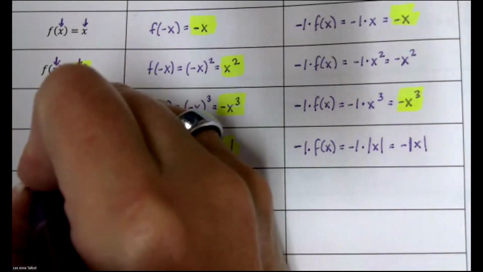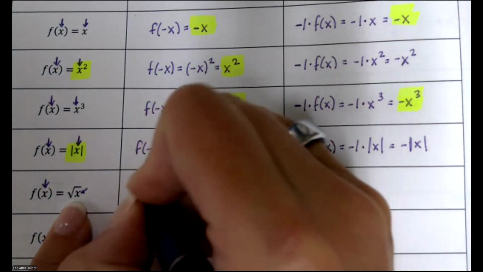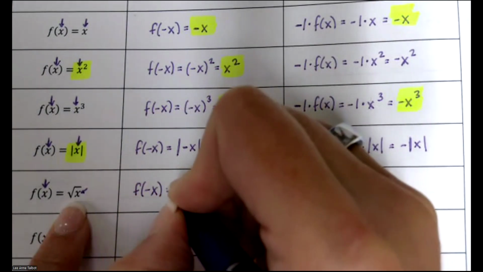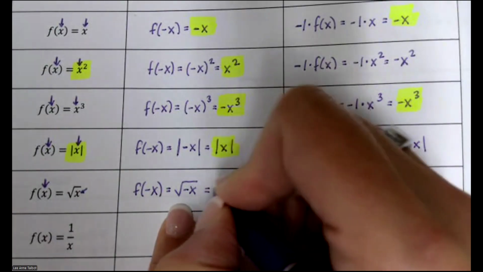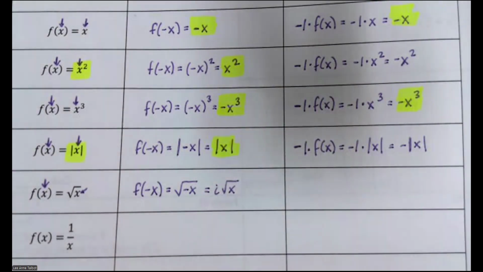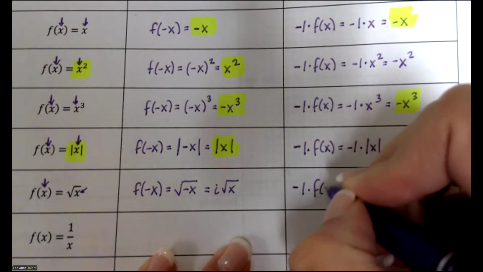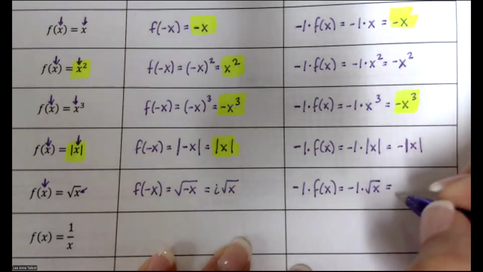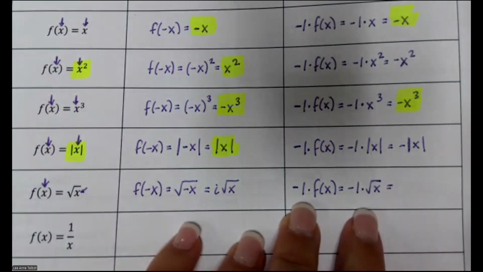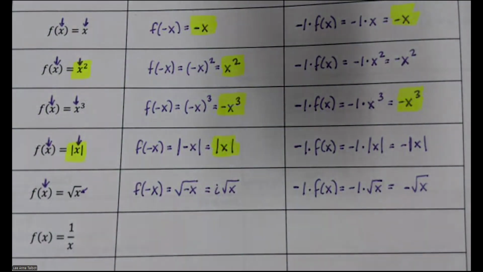Okay, so next one. Replace both of these with negative x. And this one is weird. This would be the square root of negative x. So -1 times both sides. Negative square root of x. This is the first time that nothing matches.